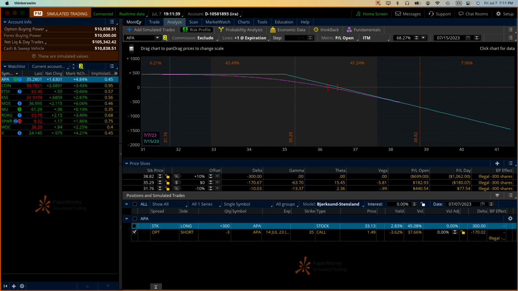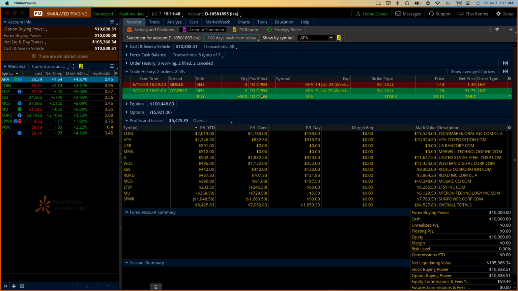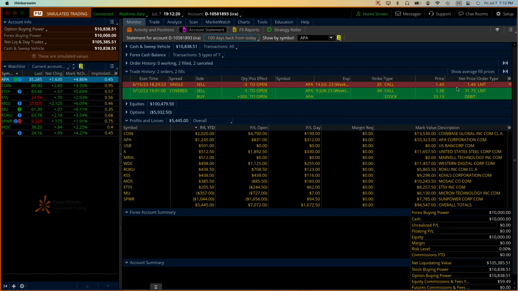By the way, go to the Monitor tab, go back let's say 100 days, so you can see the trades you have made. Look at this. We started our position here back in May, and at some point the option expired worthless, and then I sold another one at a higher strike price a few days later. Then you simply adjust the value of your trade.